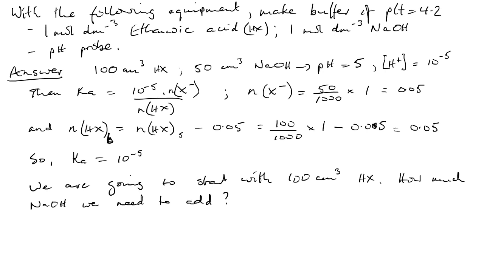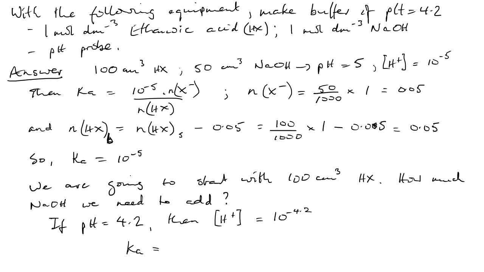So let's do it the proper way, the difficult way. We've got to work out how much sodium hydroxide we're going to add. And what we know is the pH must be 4.2. So if the pH equals 4.2, then the hydrogen ion concentration is going to be 10 to the minus 4.2, like so. We can leave it at 10 to the minus 4.2 for now, rather than putting it in a decimal. And what we're going to do now is substitute that into our expression for Ka in the buffer equilibrium.